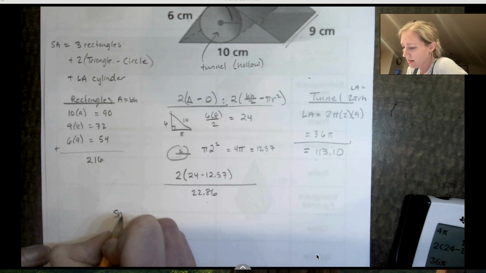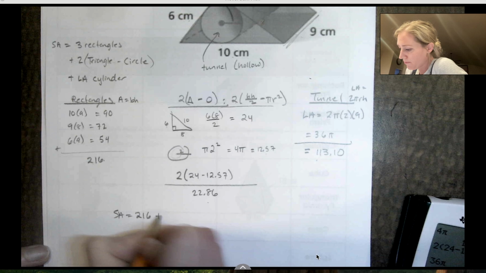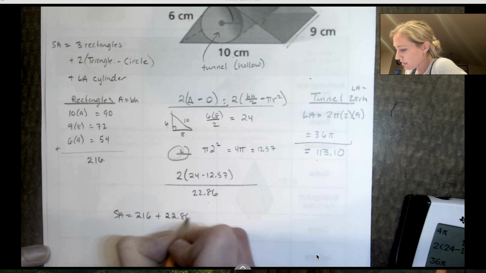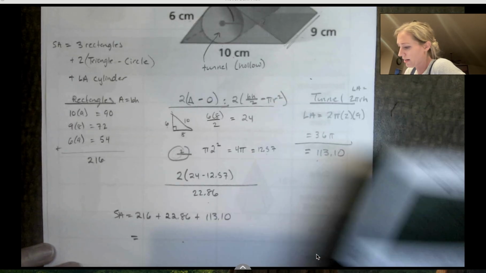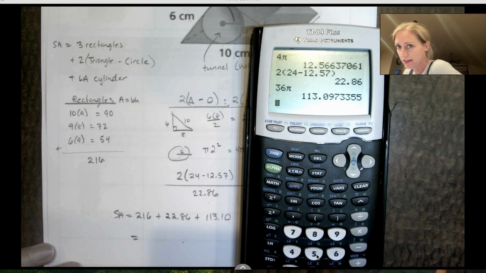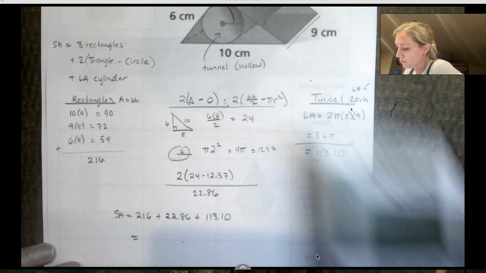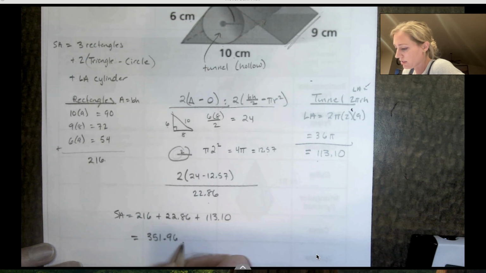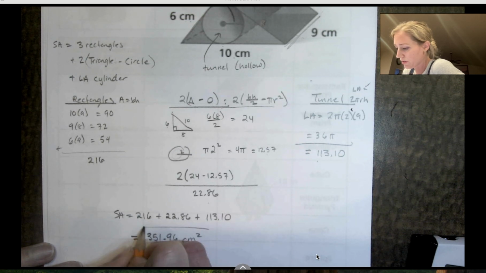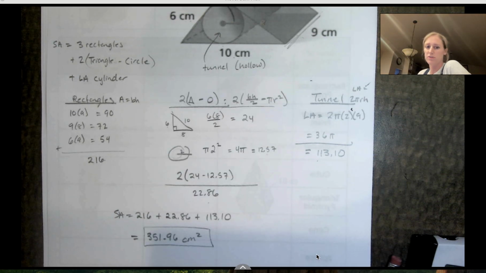Now I'm going to add these 3 together. Our surface area is 216 plus 22.86 plus 113.10, which gives us a total area of 351.96. And our units are always square units, so centimeters squared for this one. All right, and that's it for the composite example.